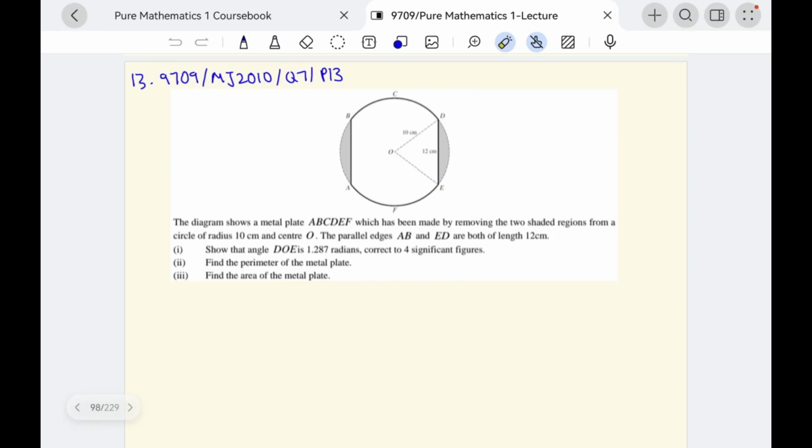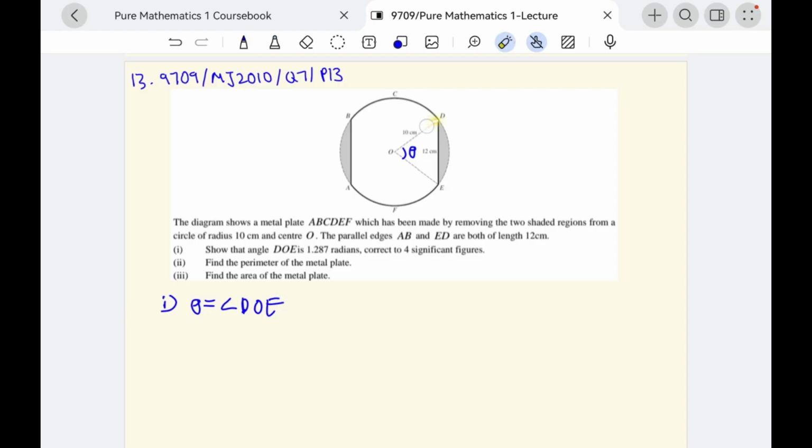Okay, so for the first part, show that the angle DOE is 1.287, correct to 4 significant figures. You have to leave your angle DOE exactly the same as the answer shown in the question. So how do we look for this angle DOE? Let's label it as theta. Theta equals angle DOE.